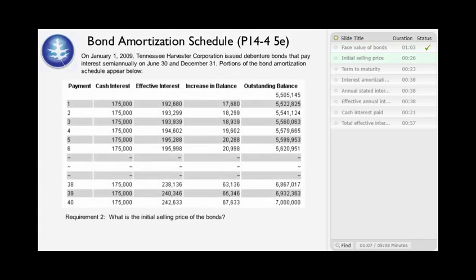The second requirement says, what is the initial selling price of the bonds? If we look at the partial amortization schedule, we go to the outstanding balance for period 0, and we see that the initial selling price of the bonds was $5,505,145.